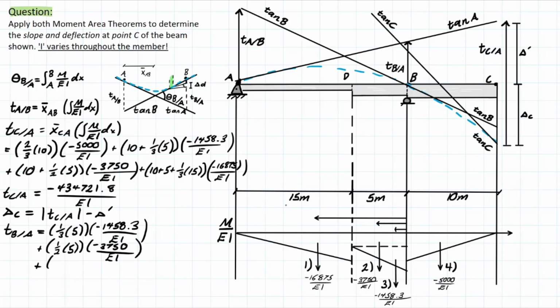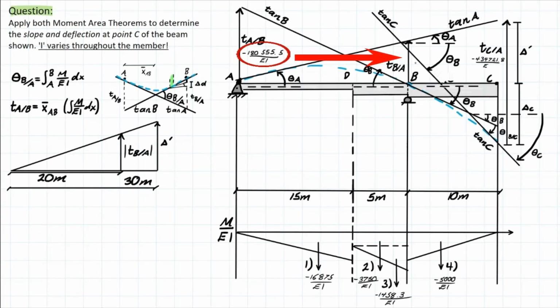And lastly, we are taking that positive value, and we're going to add the 5 meters and then take 1/3 of this 15 meters here to get to that resultant centroid, okay? So we have 5 plus 1 over 3 of 15, and we are taking that resultant once again, which is negative 16,875 over EI. Solving for TBA, we are left with negative 180,555.5 over EI.